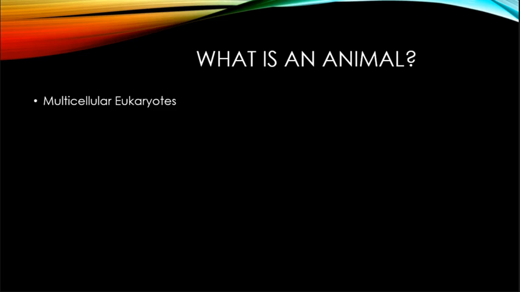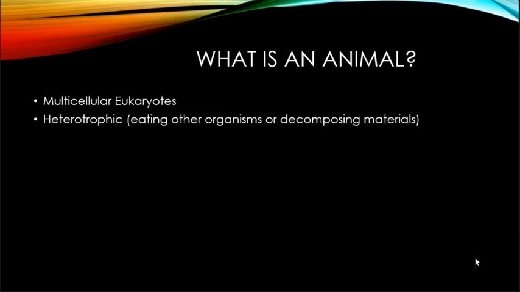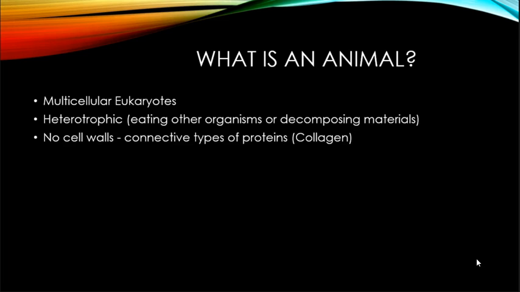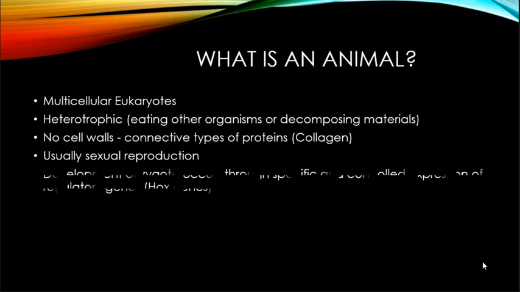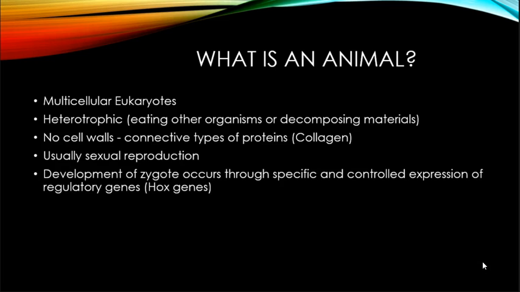It's a multicellular eukaryote. They're heterotrophic, eating other animals or decomposing materials. So you have your decomposers. They have no cell walls. There are connective types of proteins, usually collagen, occurring there. They're usually sexual reproducers. Their development of a zygote will occur through expression of regulatory genes. An example of that would be the Hox genes, which we'll talk a little bit about later on.